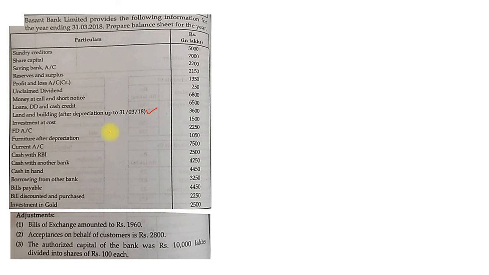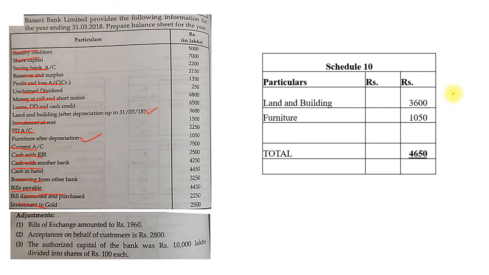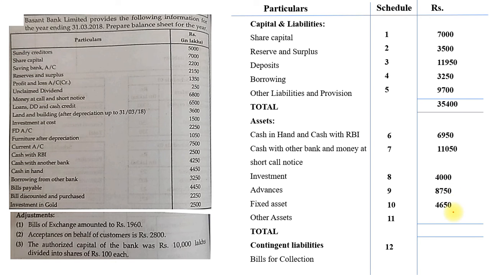Fixed assets, I can see a few things. Land and building is there. Number one, furniture is there. Number two, and other than that, I don't think there is anything else remaining. See, creditor is done, savings are done. These all things have been posted. Land investment is done. Current cash, borrowing, bills payable, investment, everything is done. Only now bill discounted is okay. Bill discounted is also done. So that's it. Land and building and furniture. So those are the only two things which were pending. So we totaled it up. 4,650 comes under schedule number 10.